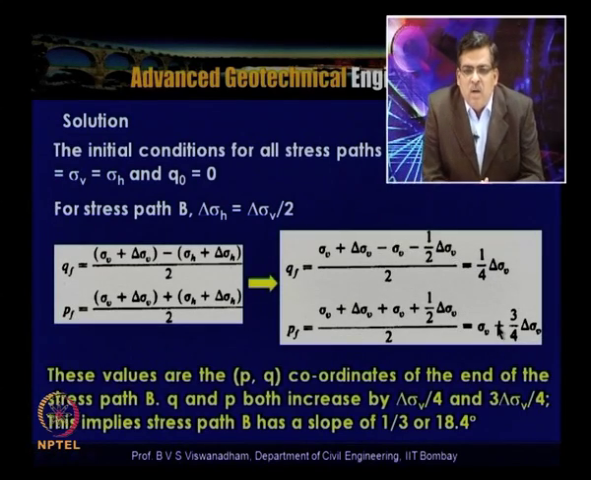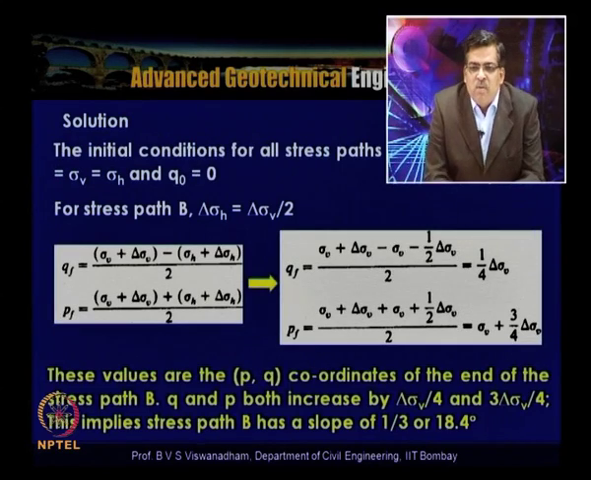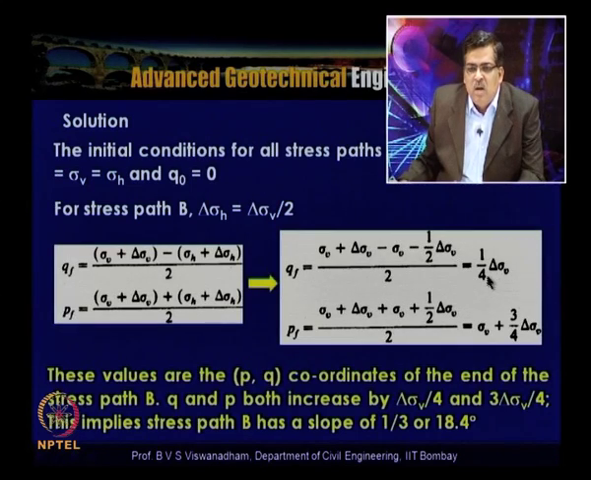QF and PF are the coordinates of the point at the end of stress path B, and Q and P both increase by delta sigma V by 4 and 3 delta sigma V by 4. So both are actually increasing. You can see that this is increased by delta sigma V by 4 and this is increased by 3 by 4 of delta sigma V by 4.